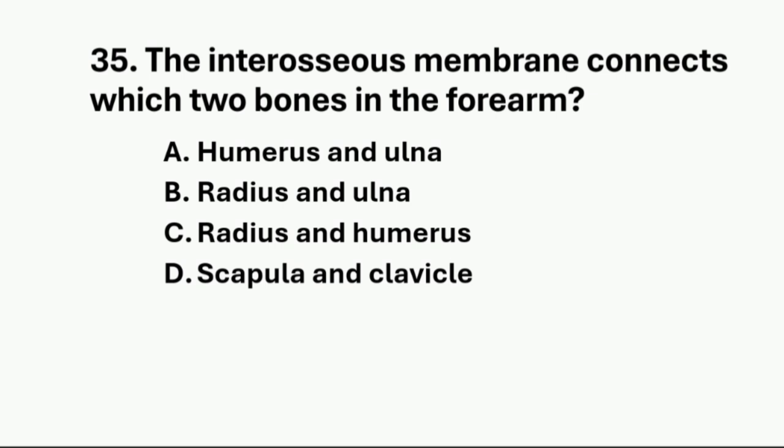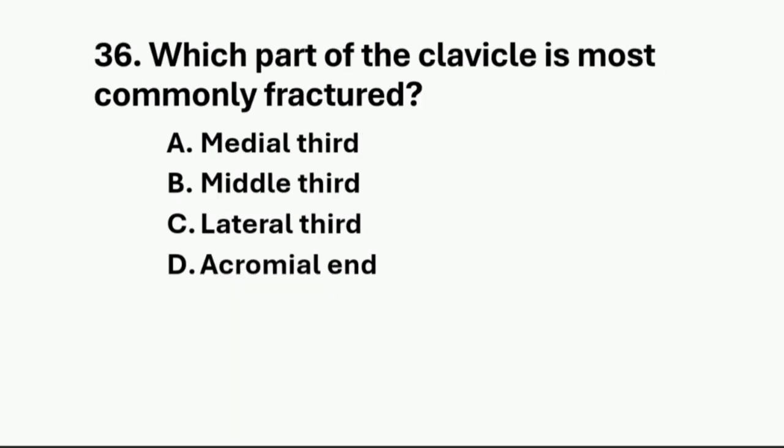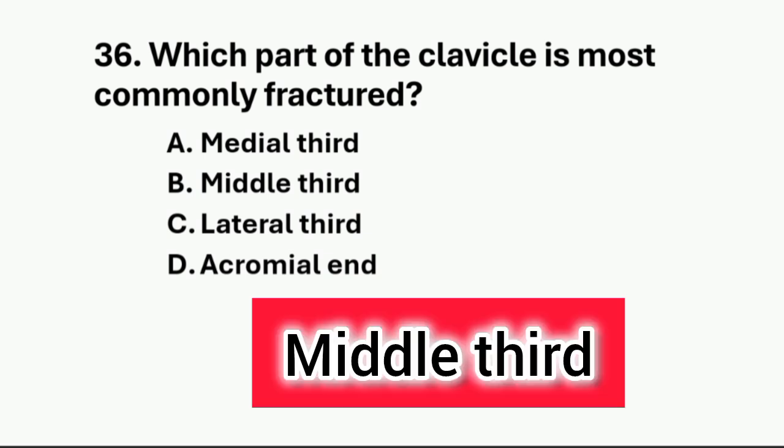The interosseous membrane connects which two bones in the forearm? Correct answer is option number B, radius and ulna. Which part of the clavicle is most commonly fractured? Correct answer is option number B, middle third part.